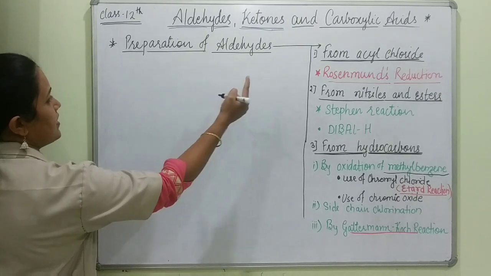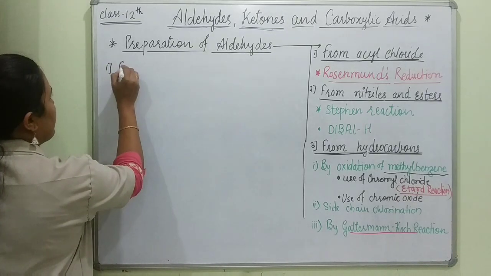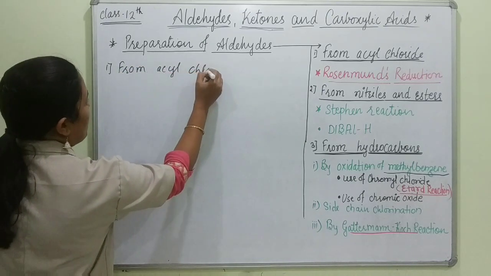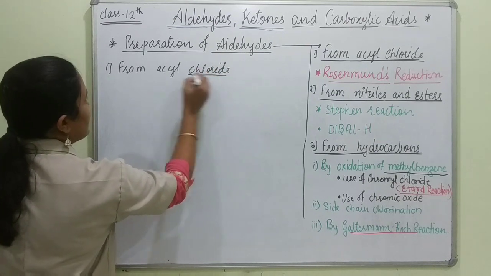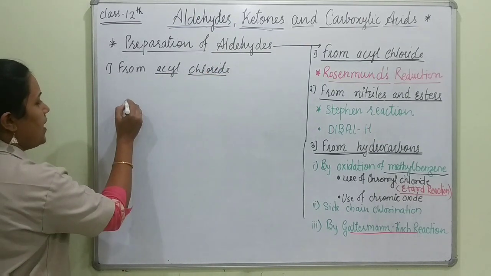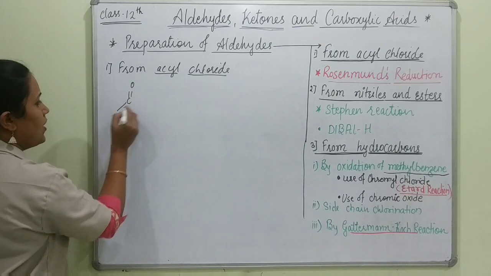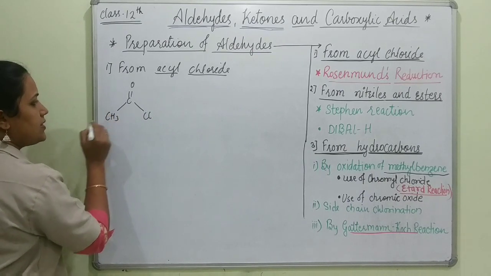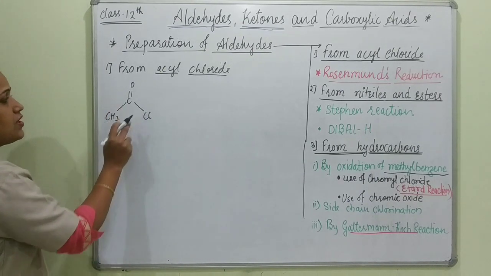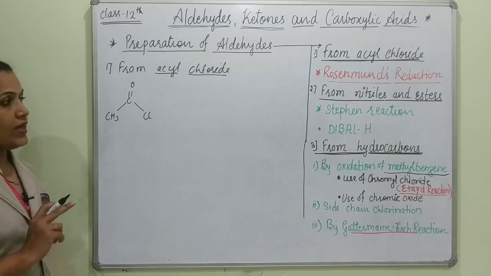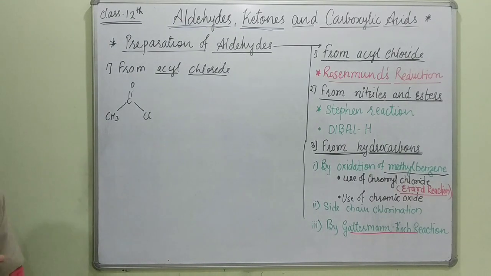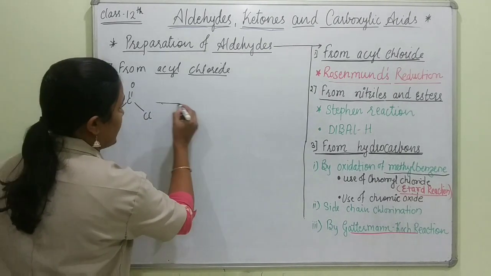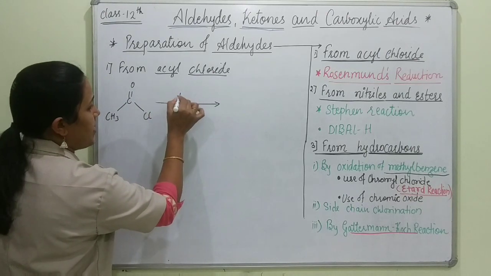And what is first? First is from acyl chloride we are preparing. In the previous class we studied how acyl chloride can be formed. As we know, this is a C double bond O carbonyl group. Here it should be Cl, and here I am taking CH3. It means CH3COCl.